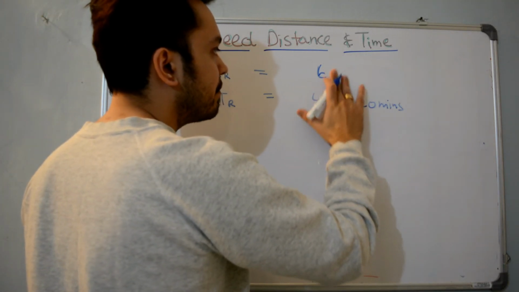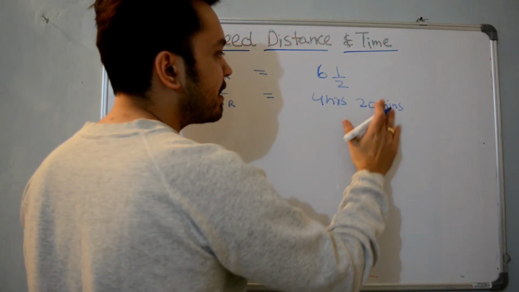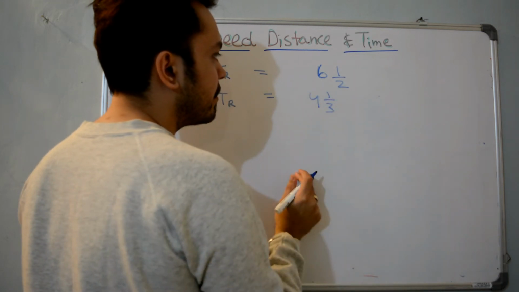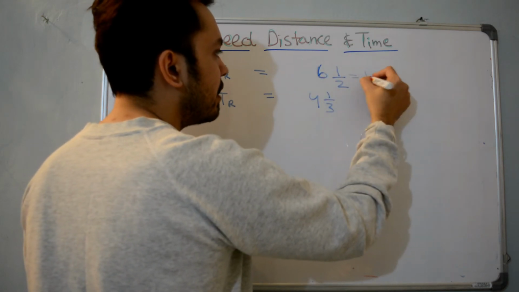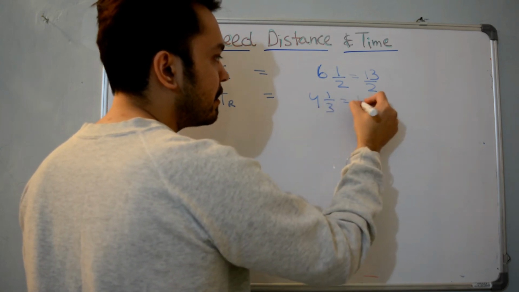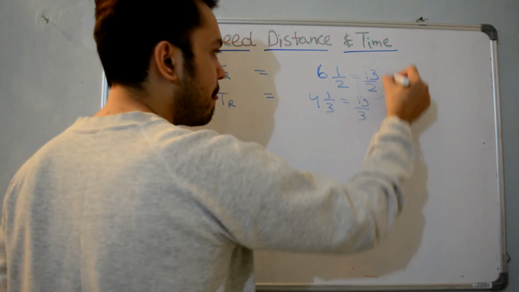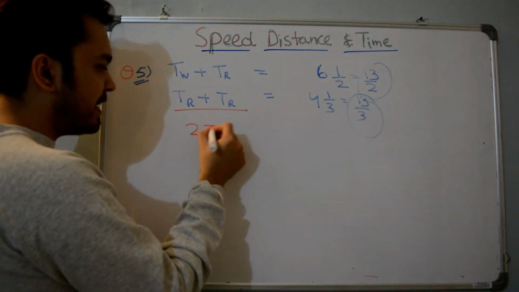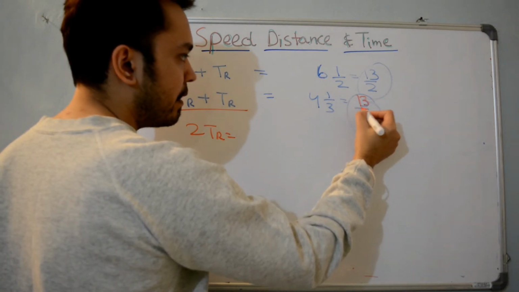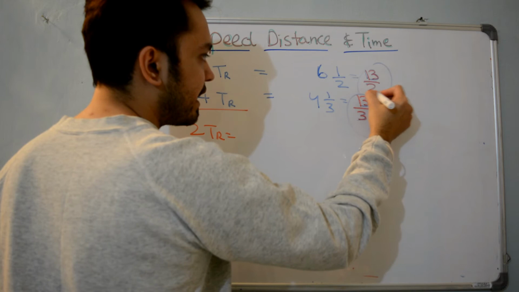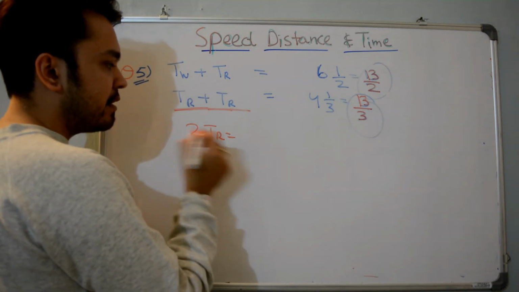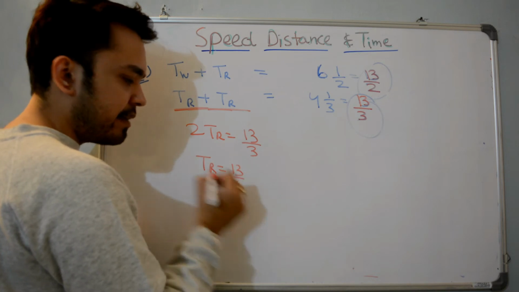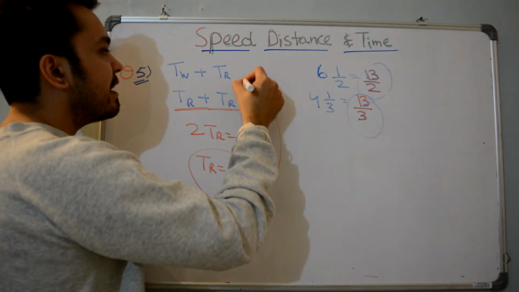30 minutes mean half an hour or 6 1 by 2. 20 minutes means 1 by third of an hour or 4 1 by 3. It gives us how much? 2 6s are 12 plus 1, 13 by 2. It gives us how much? 13 by 3, right? Now what you can do, you can use this 2TR, right? I think the marker is working pretty light, so I will rewrite it. We will take only this equation, 2TR is equal to 13 by 3, or TR is equal to 13 by 6, right?